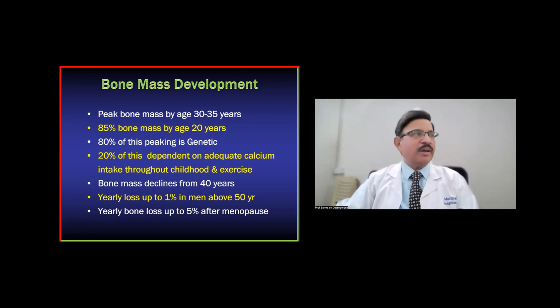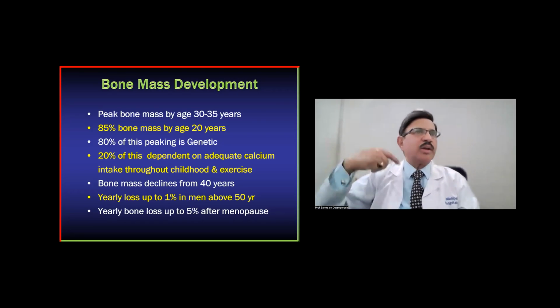80% of this peaking is genetic. Some people have more bone, some less bone because of the genetics. 20% of this is dependent upon adequate calcium throughout childhood, and exercise is essential. The child is 16 years old, why should he exercise? Let him watch TV, let him study. He has to exercise; diet and calcium intake are essential ingredients for bone. So you have to start exercise. How many of us exercise? Question. We have to introspect ourselves.